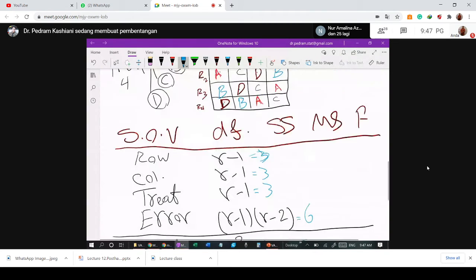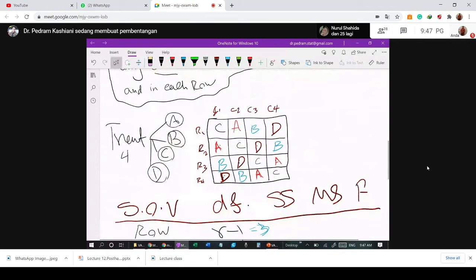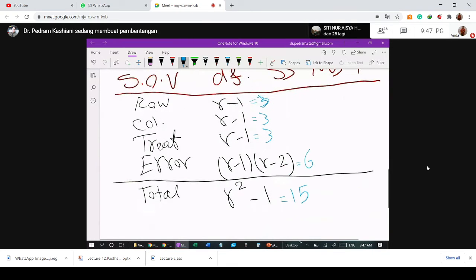So you can see in this example, I have 16 experimental units. Okay, 4 by 4, 16. Therefore, 16 minus 1 became 15. If I am right, the total of this should also be 15. So 3 plus 3 plus 3 is 9. 9 and 6 became 15. So my calculation is correct.